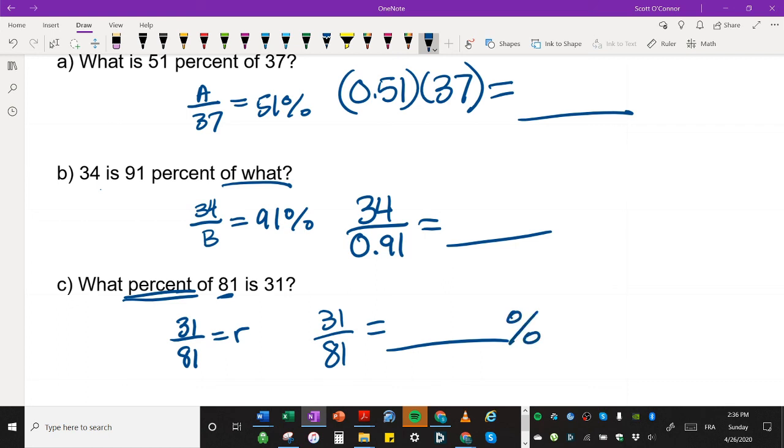All right, so that wraps up the 3 types of percentage problems you should be able to answer. Make sure you do the practice handouts and submit them as part of your assignment.